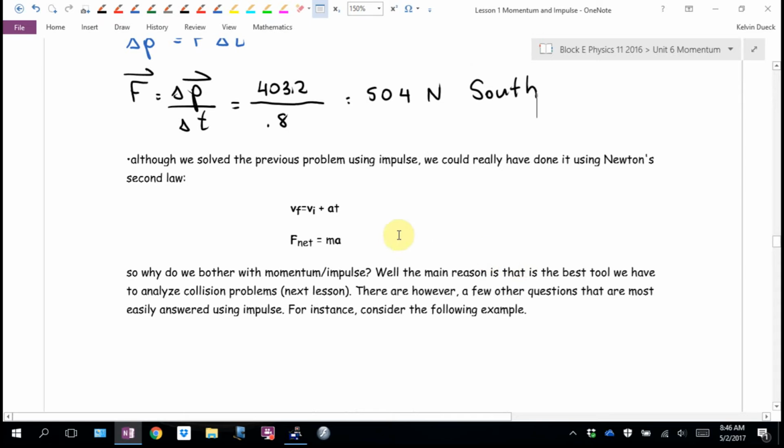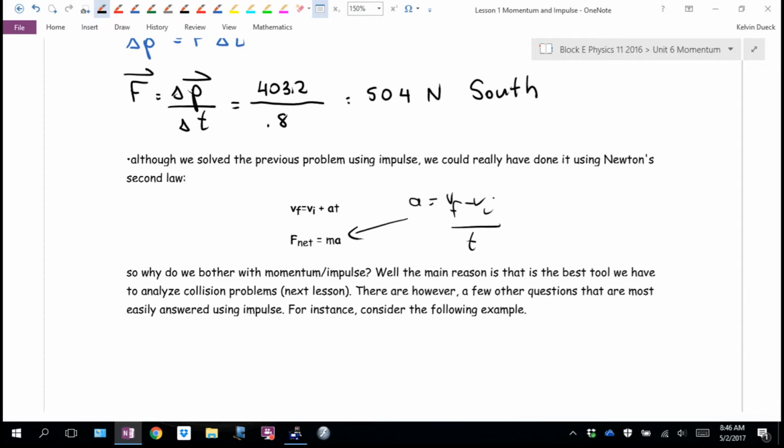I wrote here, although we solved this using impulse, we really could have done this by going VF equals VI plus AT. We could have got the A equals VF minus VI over T, and then we could have gone straight to F equals MA, and it wouldn't have been much longer. It would have been a couple of extra lines. So why do we even bother with momentum and impulse?